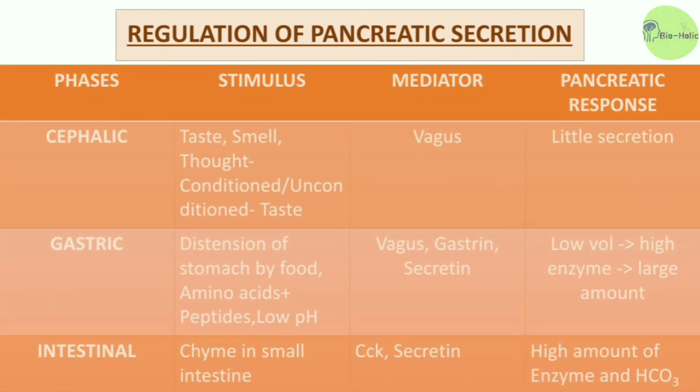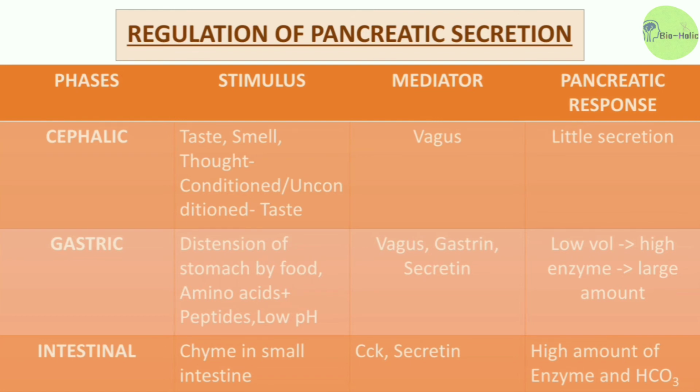There are mainly 3 stages of pancreatic secretion. Number 1 is the cephalic phase. This has conditioned reflex and unconditioned reflex. The conditioned reflex includes taste, smell and thought of food, and the unconditioned reflex includes the taste of food in the mouth. That causes activation of the vagus and causes little secretion of pancreatic enzymes and HCO3- ion.